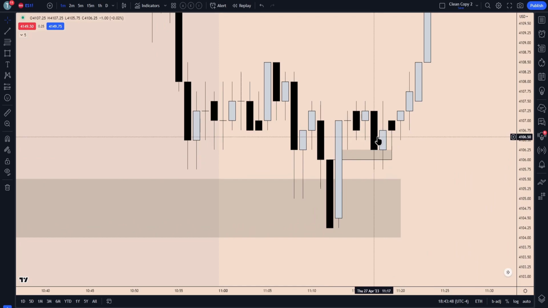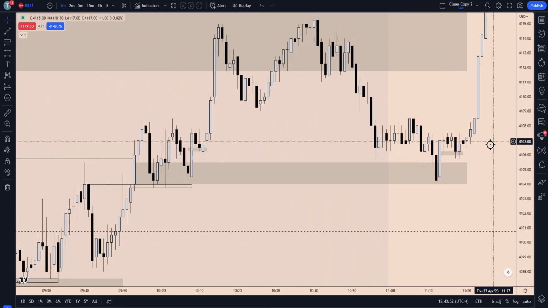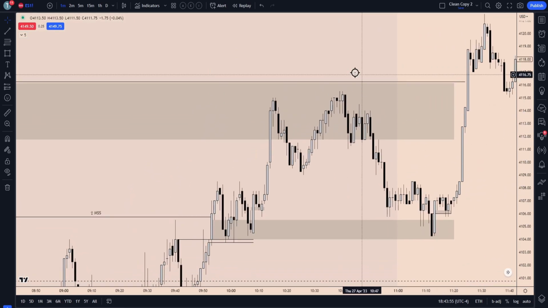Look at the candle bodies holding right at that fair value gap before we finally get that expansion up and through these relative equal highs, clearing now our buy side that we had been looking for all morning.